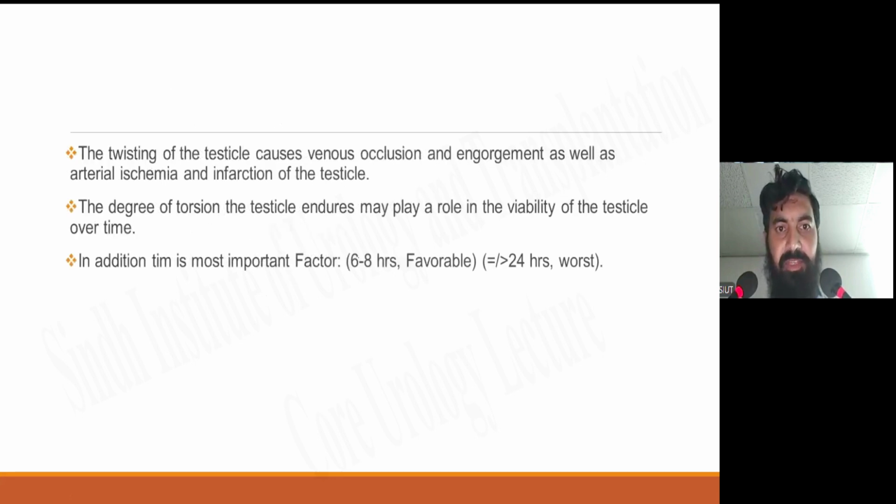The twisting of the testis causes venous occlusion and engorgement, as well as arterial ischemia and infarction of the testis. The degree of the torsion may play a role in viability of the testis over time. In addition, time is the most important factor. Six to eight hours is a very favorable time.